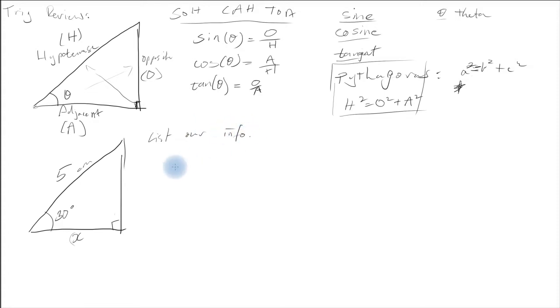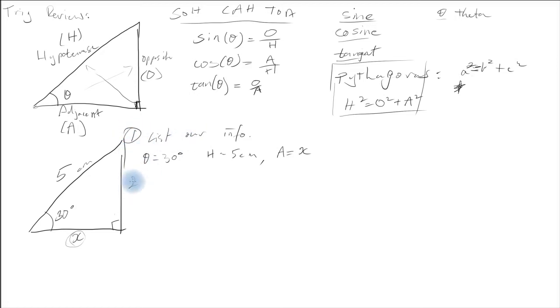List our info. So here we've got an angle. It's 30 degrees. We know the hypotenuse. The hypotenuse is 5 centimeters. And we're looking for our adjacent side. So we're just going to say the adjacent side is x. Okay, so step 1, list our info.